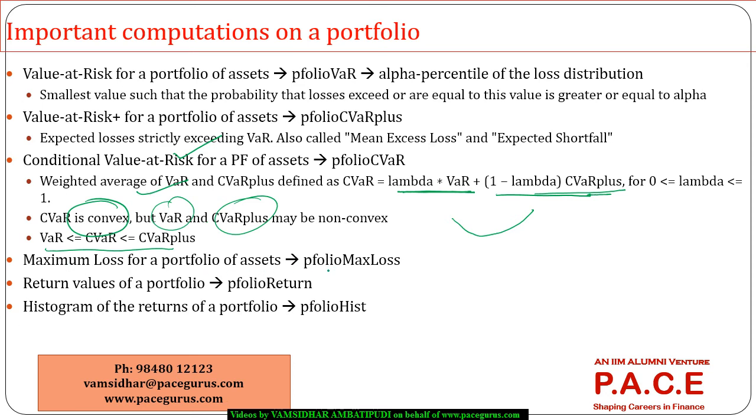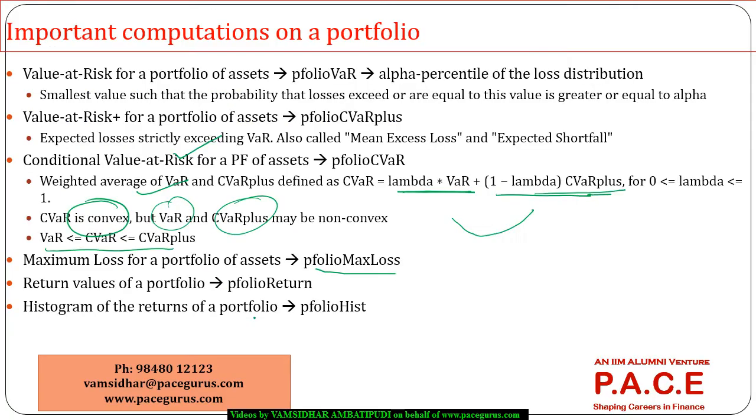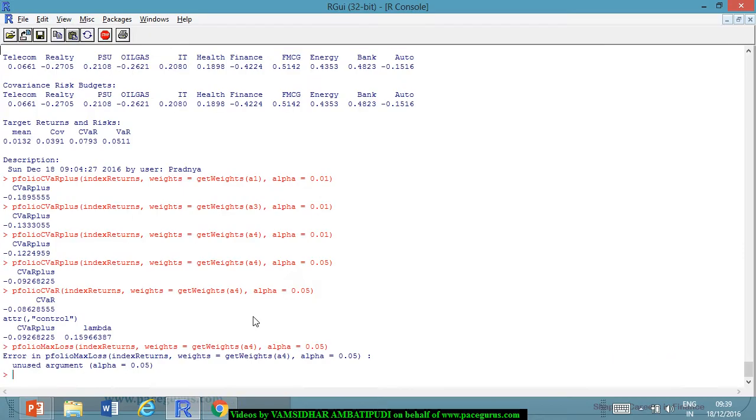Similarly, if I want the worst case scenario, I can go with fPortfolio maximum loss. Right, so in this case, I can say fPortfolio max loss, which will give me the maximum loss of the portfolio.